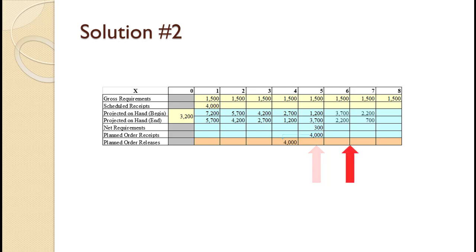For period 6 and 7, inventory is adequate to handle gross requirements. Ending inventory drops to 2,200 in period 6 and to 700 in period 7. For period 8, beginning inventory is 700 and 1,500 are needed, so net requirements are 800. We order 4,000 due to lot sizing, giving us ending inventory of 700 plus 4,000 minus 1,500 equals 3,200.